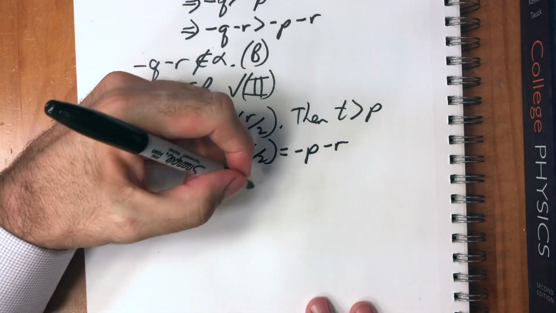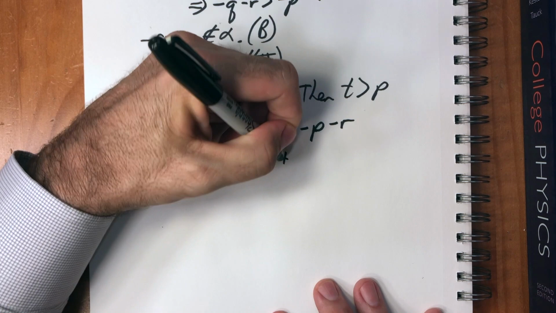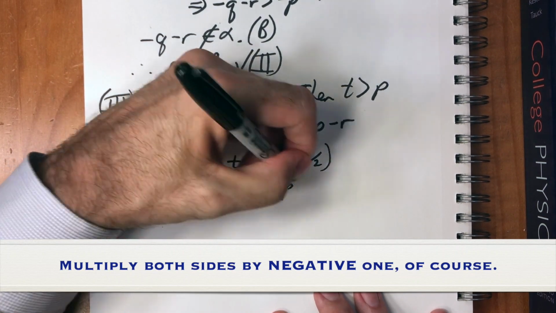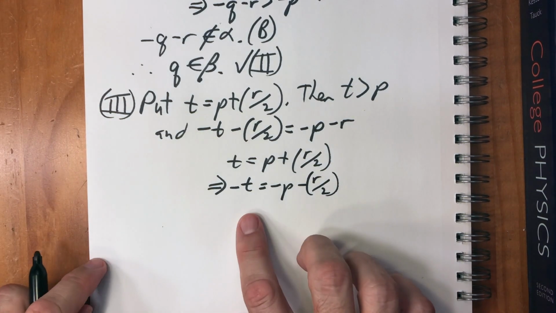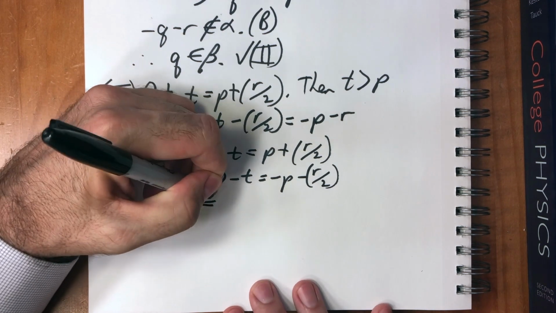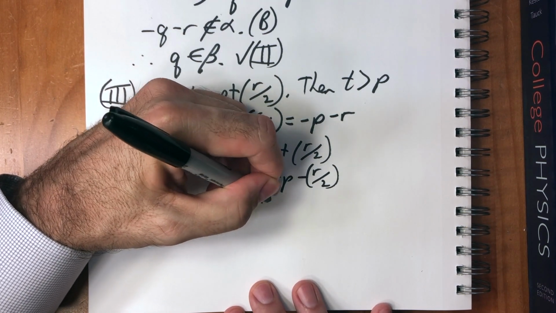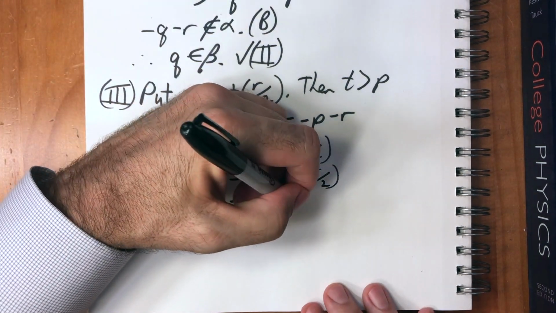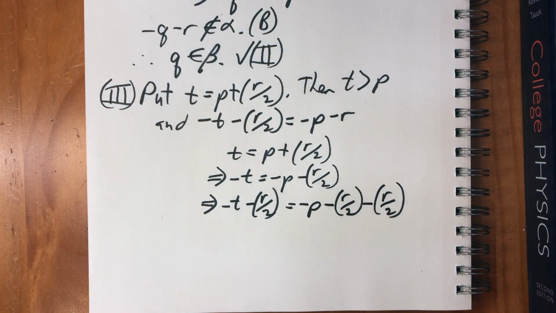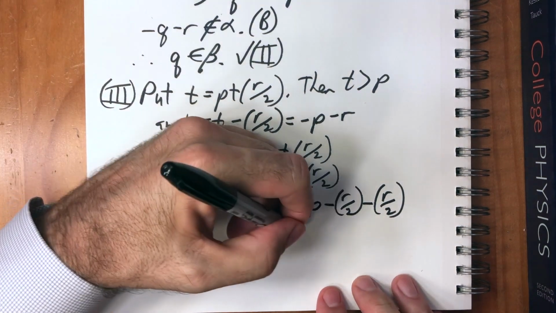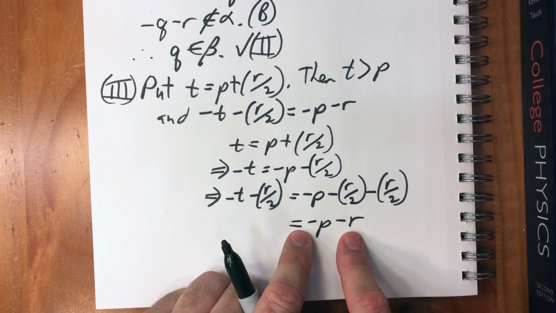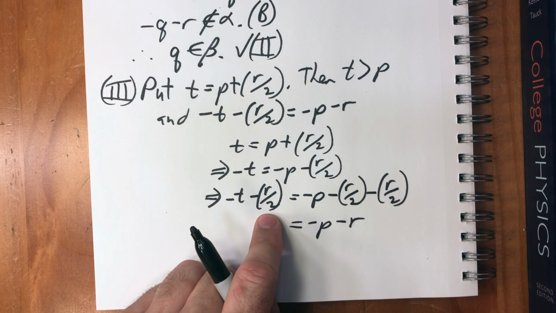Let's just verify that again. We have that t equals p plus r divided by 2. If we multiply both sides by minus 1, we have minus t equals minus p minus r divided by 2. Then, interestingly, if we subtract r divided by 2 from both sides, we get minus t minus r divided by 2 equals minus p minus r divided by 2 minus r divided by 2. This is going to be r. So that just equals minus p minus r, right? r divided by 2 plus r divided by 2 is r. So what we showed is that minus t minus r divided by 2 equals minus p minus r.